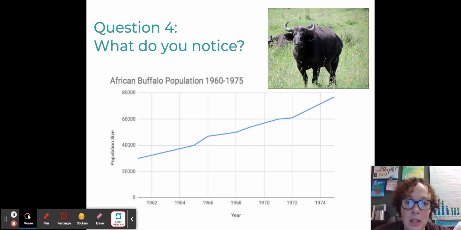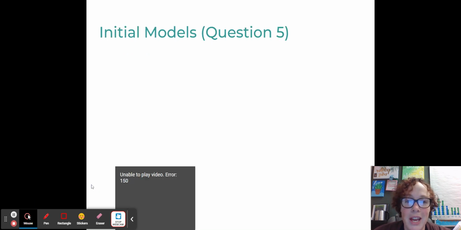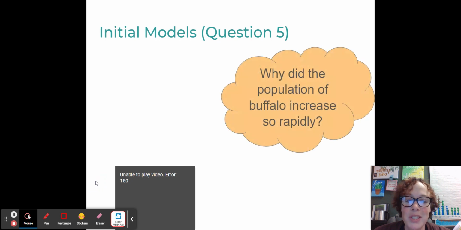So I have a beginning, middle, and end. Of course, every good storyteller is going to add some details. So I could say that in this 14-year time period, that was a total increase of about 48,000 buffalo, which, as every good scientist knows, always leads to the question of, well, why did that happen? How do you go from 30,000 to 78,000 in that many years?